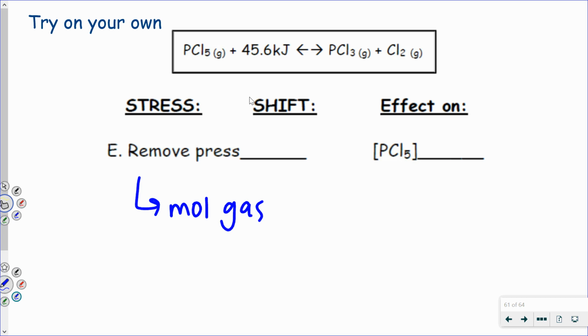So same as before, we had 1 mole of gas on the left, 2 moles on the right. If I'm removing the pressure, I'm relieving the pressure. I can shift to a side with more moles of gas, which would be to the right. That would cause my concentration of PCl5 to go down because my new arrow is pointing away from it. It's not pointing at it. I'm using up more PCl5 to create more of those.